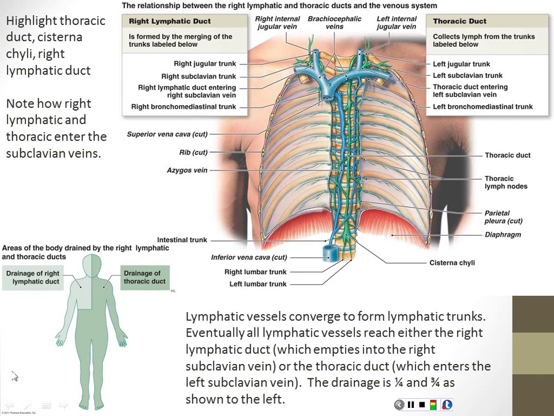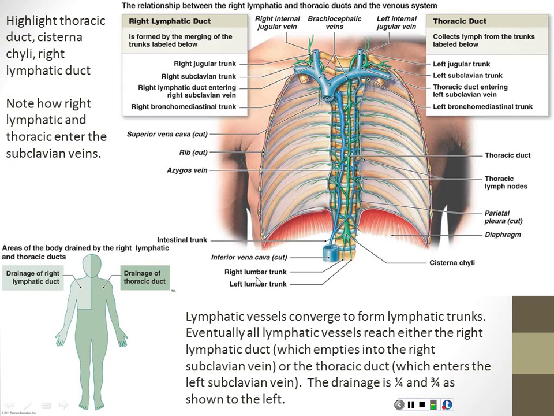The rest of the body, so the left side of the head, chest, left arm, and the whole trunk from the diaphragm on down, empties into the thoracic duct, which is found here on the left-hand side. So you can imagine the thoracic duct is quite a bit larger than the right lymphatic duct is. In fact, for a long time, people didn't know the right lymphatic duct existed or weren't sure it existed because it's so thin and small. But the thoracic duct is something you can actually see with the naked eye if you're careful.